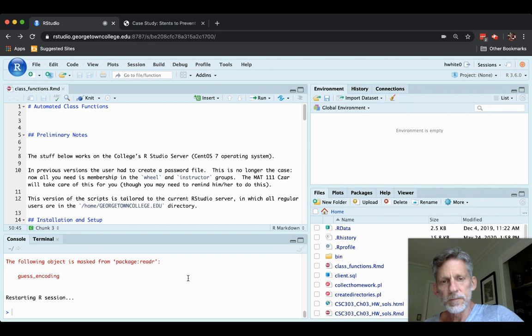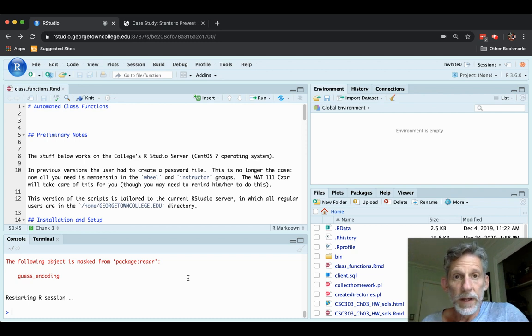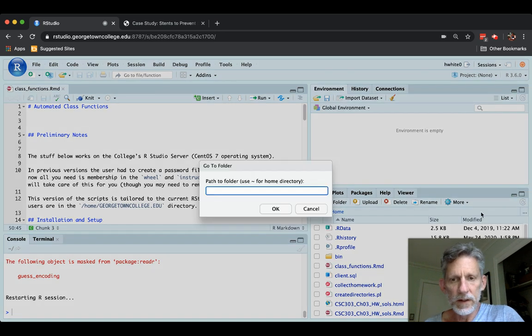So here I am in RStudio, and I would like to open up the slides for this case study. So as we have learned to do, we head over to the dots where I'm waving my mouse, and we click on it, and then we say /COM. And then we say OK.